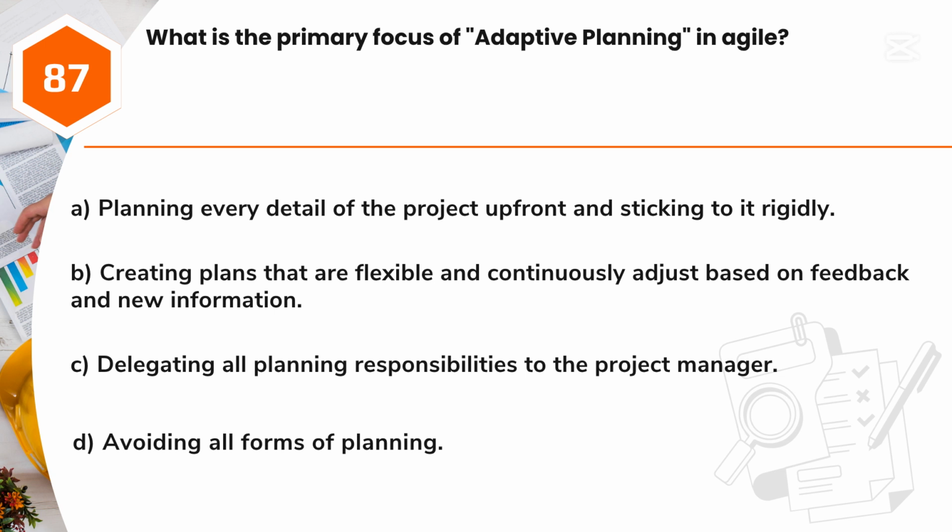Question 87. What is the primary focus of adaptive planning in Agile? A. Planning every detail of the project up front and sticking to it rigidly. B. Creating plans that are flexible and continuously adjust based on feedback and new information. C. Delegating all planning responsibilities to the project manager. D. Avoiding all forms of planning.